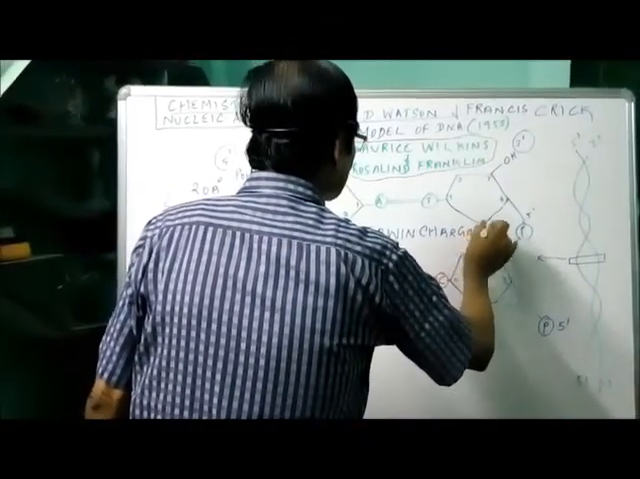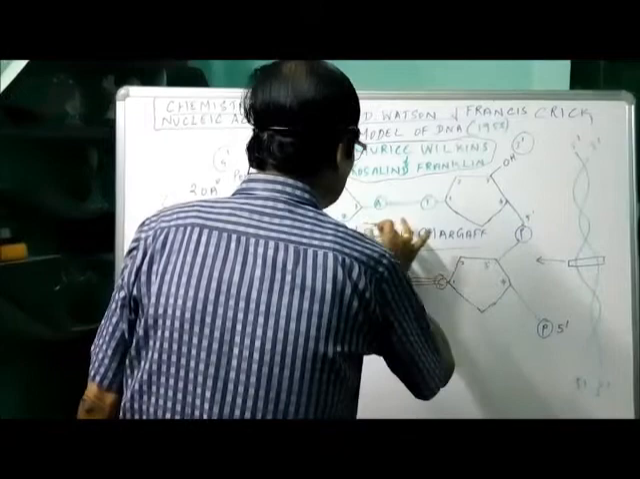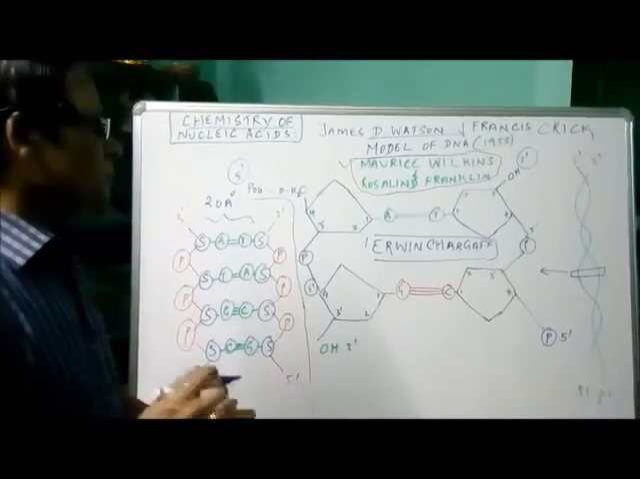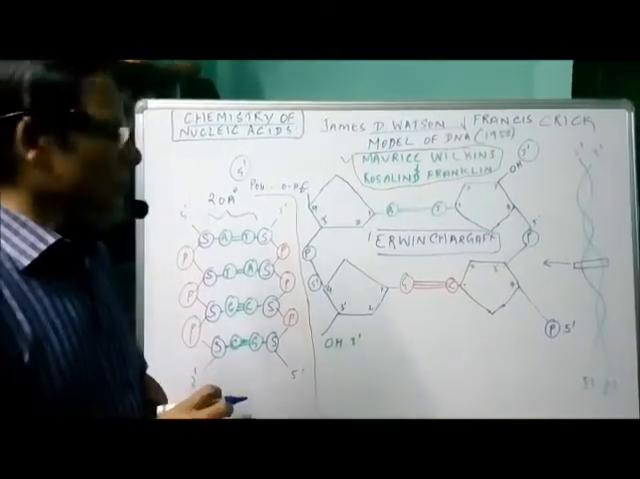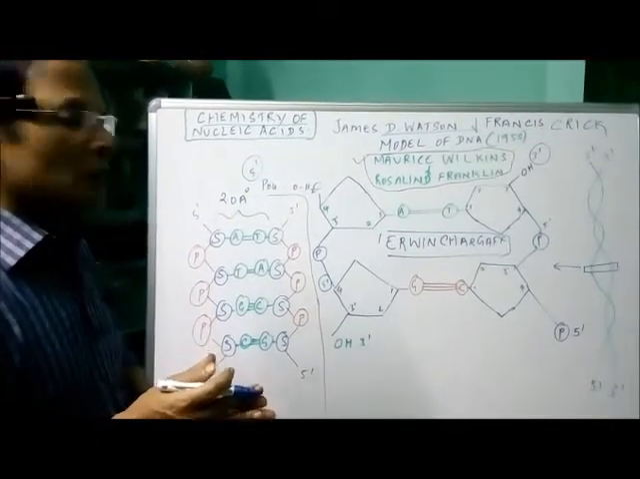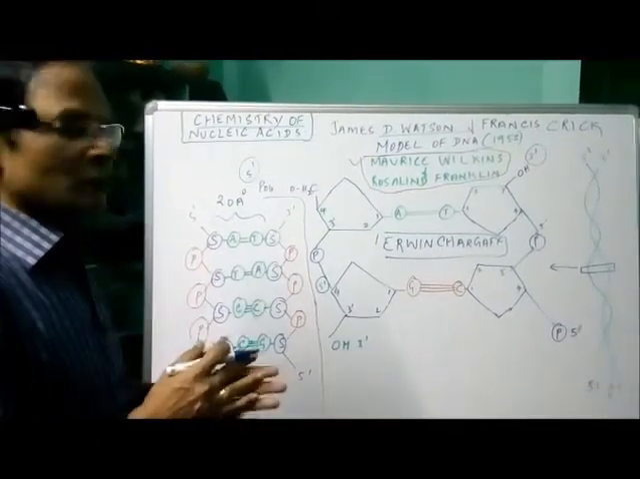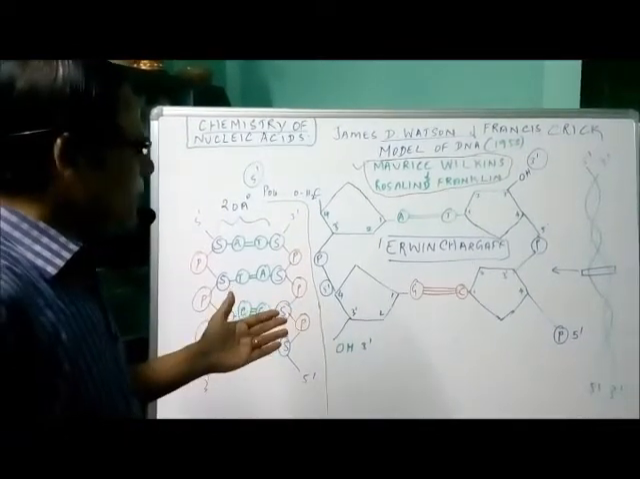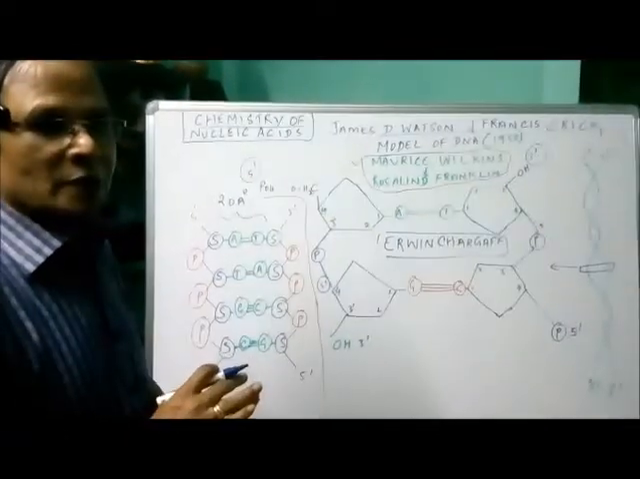This is called the base pair rule proposed by Erwin Chargaff, or Chargaff's base pair rule. According to Erwin Chargaff's base pair rule, the two strands are complementary. One strand has a base sequence. If you know the base sequence of one strand, you can find out the base sequence of the other strand. That is what is called complementary to each other.